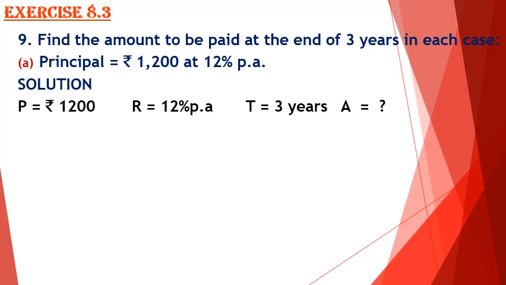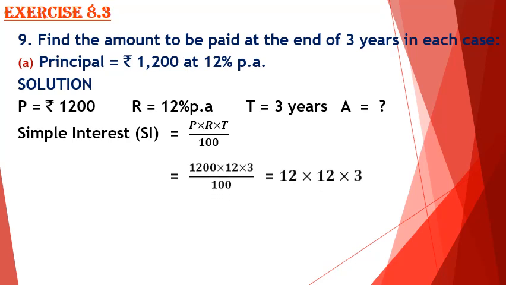P we have, so first of all we have to find out I. What is meant by I? Yes, it is the simple interest. Can you tell me the formula of simple interest? Yes, simple interest I equal to PRT upon 100. Now substitute the value over here. So we get 1200 into 12 into 3 whole divided by 100.